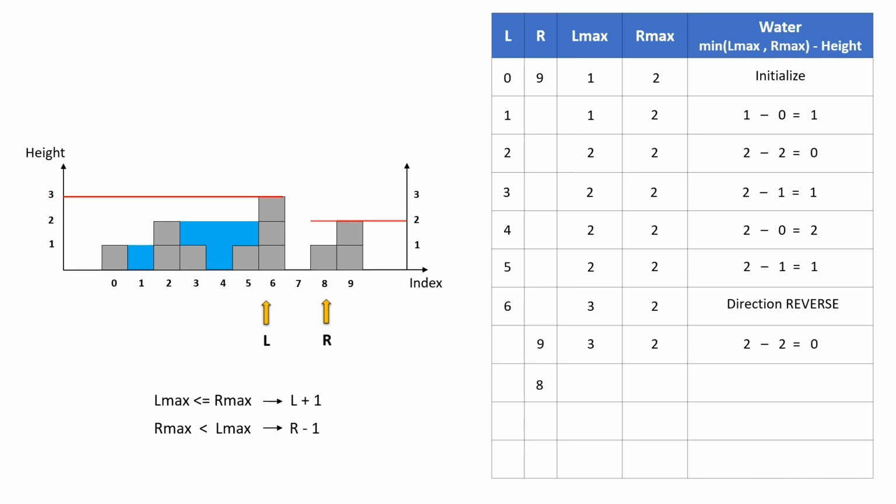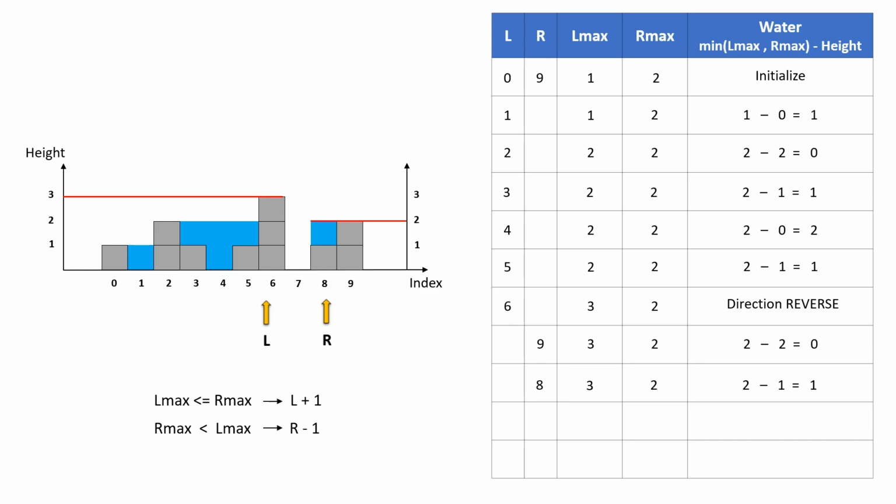At the 8th index, my Lmax value still remains 3 and my Rmax value still remains 2. What is the total water that can be trapped? That would be 2 minus 1, which is equal to 1. We can trap a total of 1 unit of water at the 8th index.